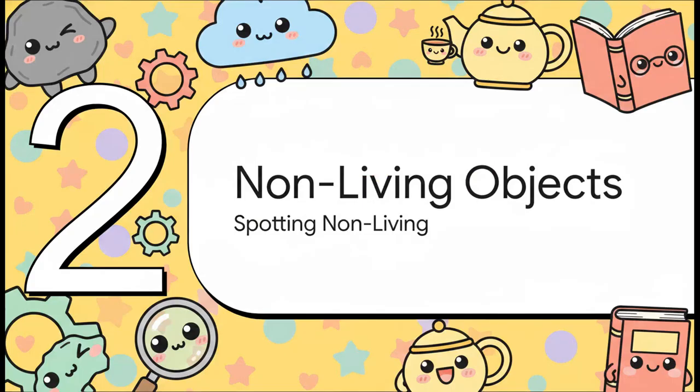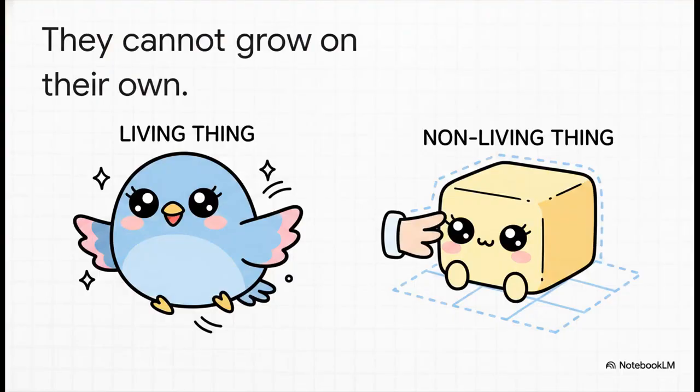Section 2. Spotting non-living objects. Okay, it's time to open our second detective file and investigate all those other objects. You know, the ones that definitely do not need an afternoon snack. The crucial thing to remember here is that unlike the grass in your yard or the birds in the sky, non-living objects do not grow and they do not move on their own.